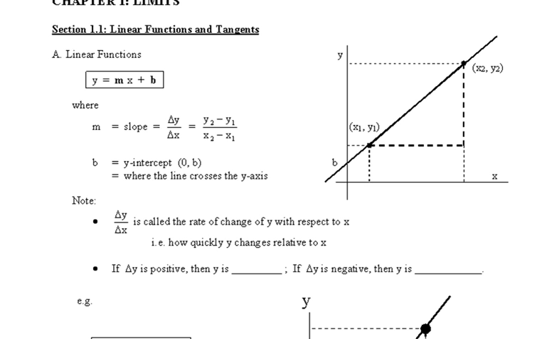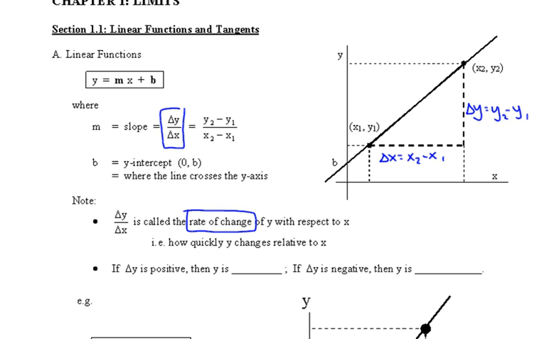Good. And so to find our change of y over change of x, that's going to be used a lot. Our rate of change. Our change of y, how do we get the change of y? y2 minus y1. And how do we get the change of x? x2 minus x1. And so change of y over change of x is also called the rate of change of y with respect to x.